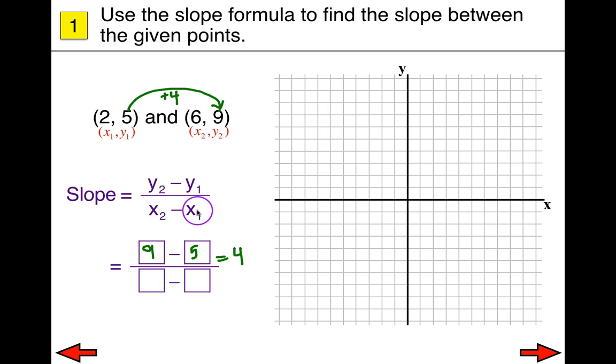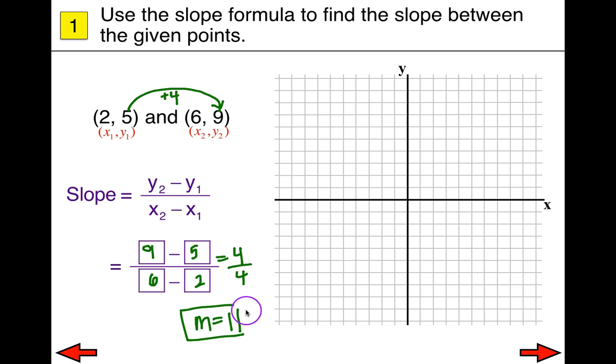I'm going to find the difference in the x's. So I'm going to do x sub 2 minus x sub 1. So x sub 2 is 6. I'm going to put that in my box, minus x sub 1, which is 2. So here 6 minus 2 is 4. So I'm going to say 4 divided by 4 will simplify to 1.